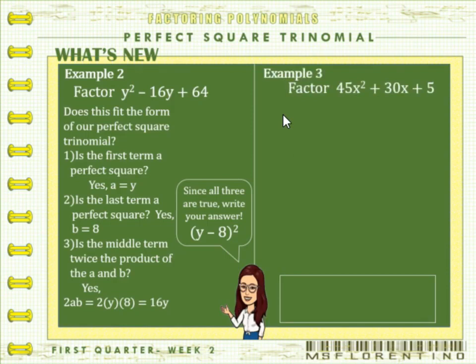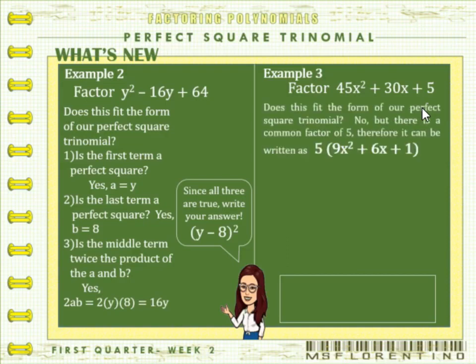Example 3. Factor 45x squared plus 30x plus 5. Does this fit the form of a perfect square trinomial? The answer is no. 45 is not a perfect square. 5 is also not a perfect square. But there is a common factor of 5. 45, 30, and 5 have a GCF of 5. Therefore, it can be written as 5.